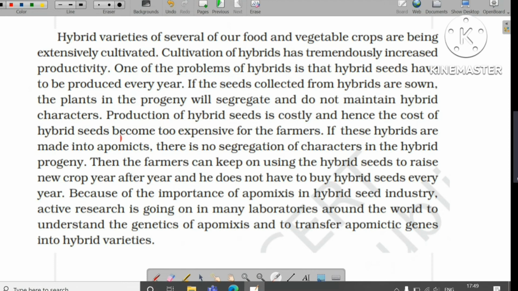If these hybrids are made into apomicts, there is no segregation of characters in the hybrid progeny. Then the farmers can keep on using the hybrid seeds to raise new crop year after year, and he does not have to buy hybrid seeds every year. Because of the importance of apomixis in hybrid seed industry, active research is going on in many laboratories around the world to understand the genetics of apomixis and to transfer apomictic genes into hybrid varieties.